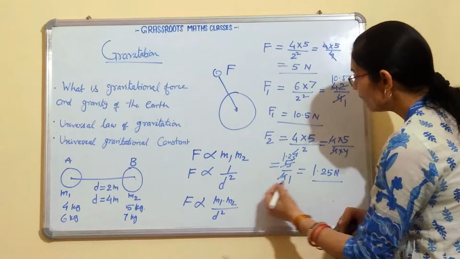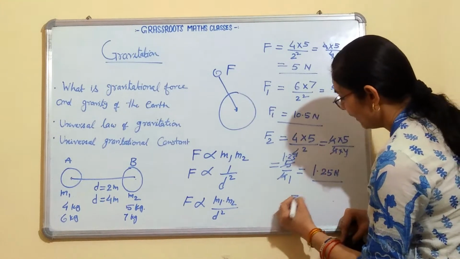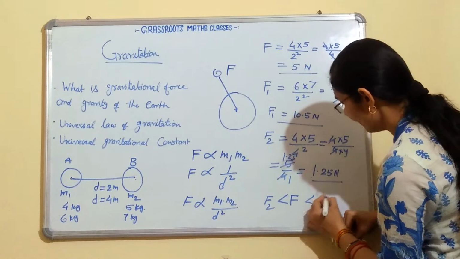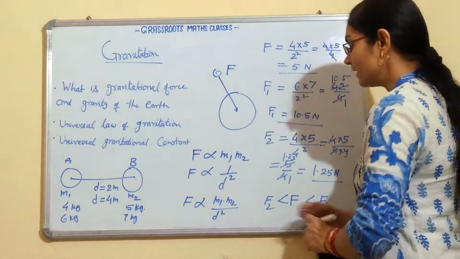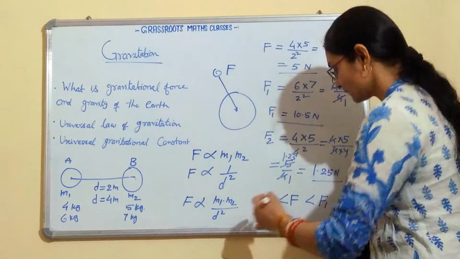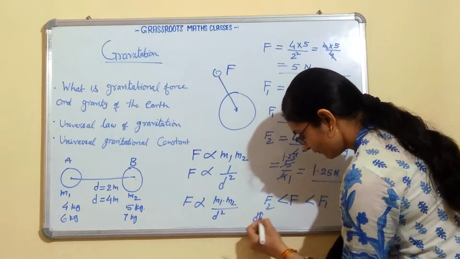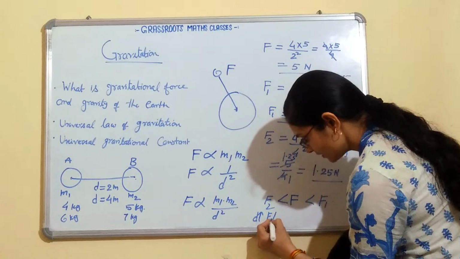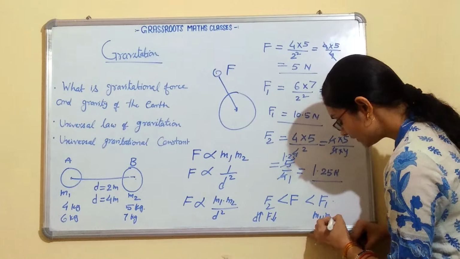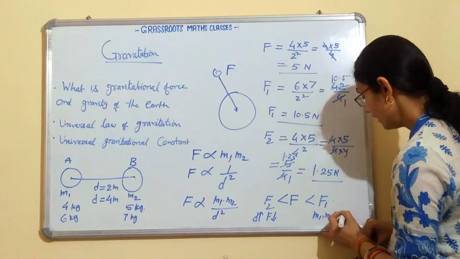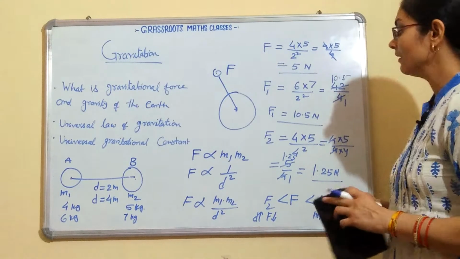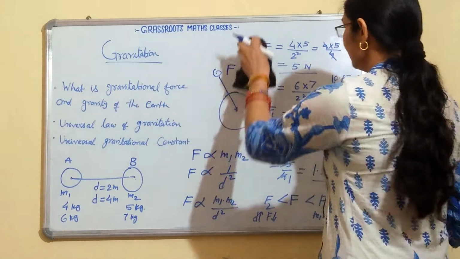That means clearly we see here F is greater than F2 and less than F1. That means when distance between the objects increases, then the force decreases, and when the masses increase, then the force also increases. Clear? Okay.